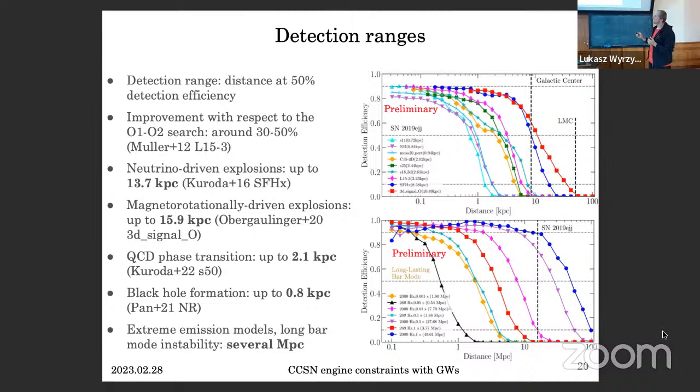Cumulatively, the largest distance that we can observe is 14 kiloparsec for the realistic explosion, maybe more extreme, but still realistic. Then the magneto-rotational driven explosions, with the updated models, because people are learning more and more about these models, for those that we studied, it was around 16 kiloparsec. For the quantum chromodynamics phase transition, up to 2 kiloparsecs, so we are not yet reaching the Milky Way. Black hole formation for this specific model is less than 1 kiloparsec. And for several extreme emission models, we can find gravitational waves up to the distances of our supernovae.